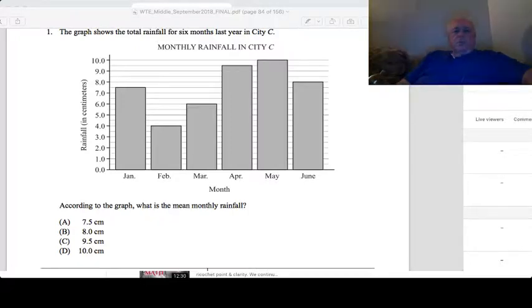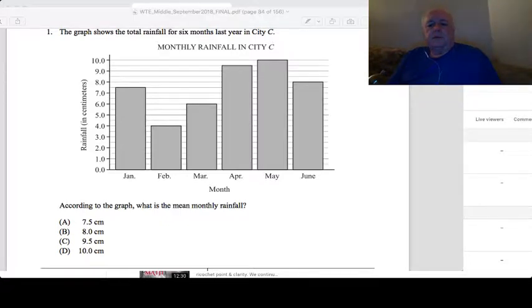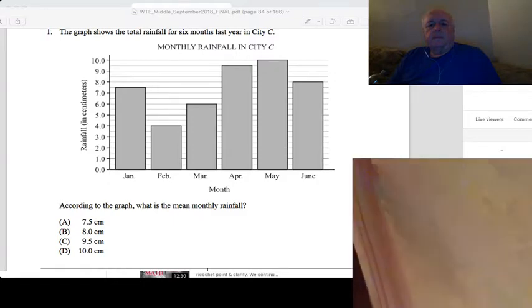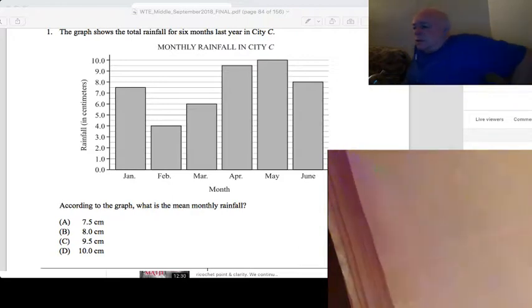All right, so the first question is more like a grade 8 state test question, where it's just asking for the mean of this data set. So this one's simple enough.